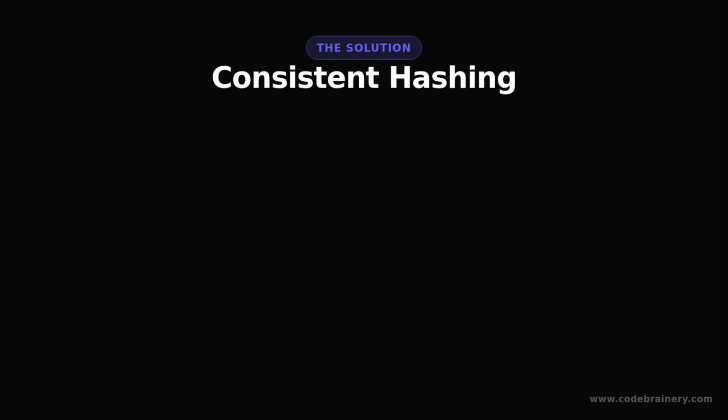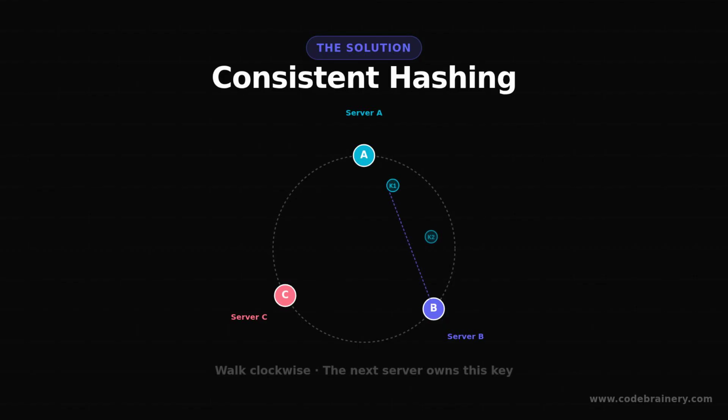Solution. Consistent hashing. Picture a ring of numbers. 0 at the top. Maximum hash value just before 0. Each cache server gets placed at some position on this ring. Server A at 100. Server B at 500. Server C at 900. For each key, you hash it and find its position on the ring. Then walk clockwise to the next server. That server owns this key.